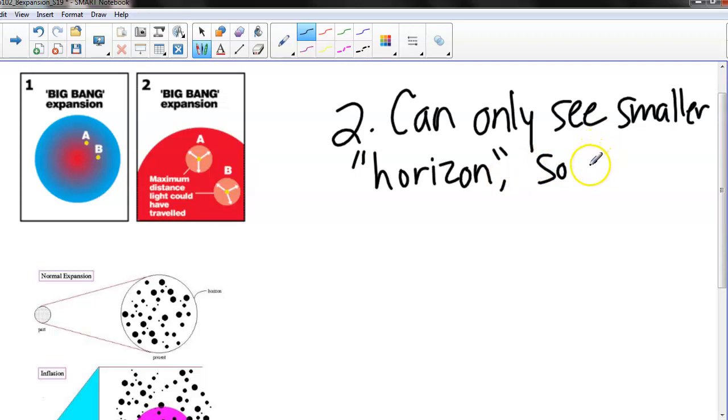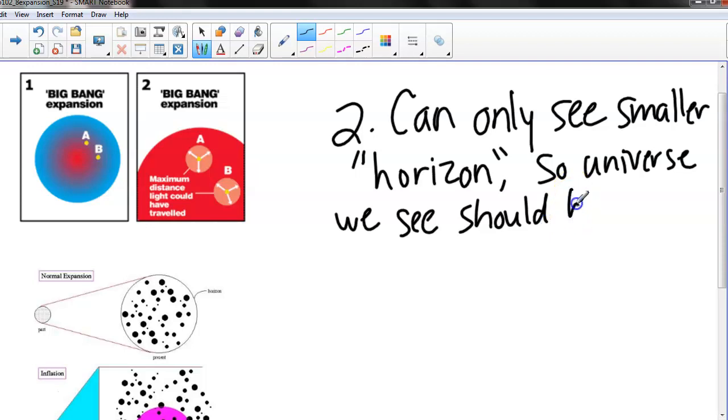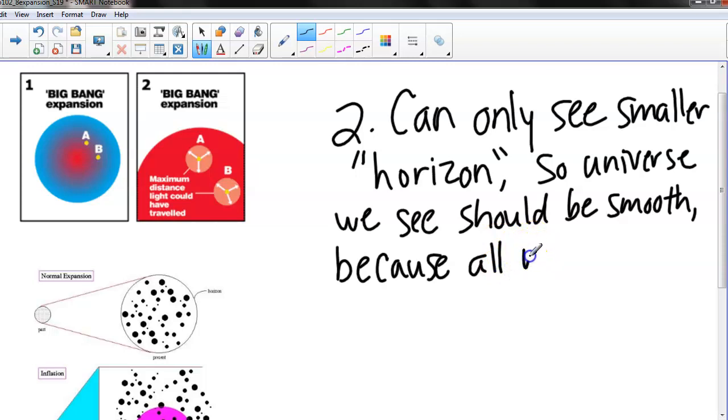So it makes sense then that what we see, the universe within our horizon, should be smooth. Because within what we can see is where light has traveled, and everything that we see in our horizon was in fact in contact with each other. Okay, so because all was in contact to begin with.